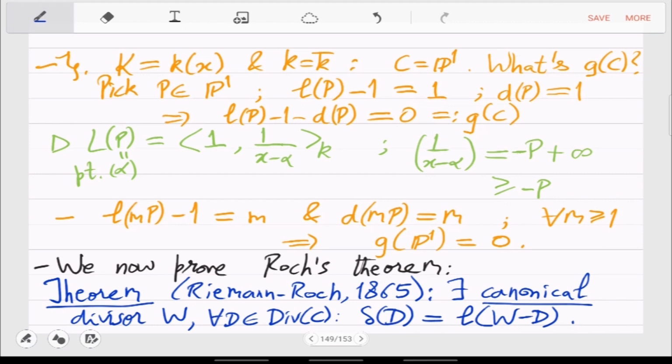So we want to prove this theorem, the Riemann-Roch theorem, which says that for any divisor, it will give you this equality. The difference of L(D) with degree of D plus 1 minus genus is exactly equal to some other L of some other divisor.